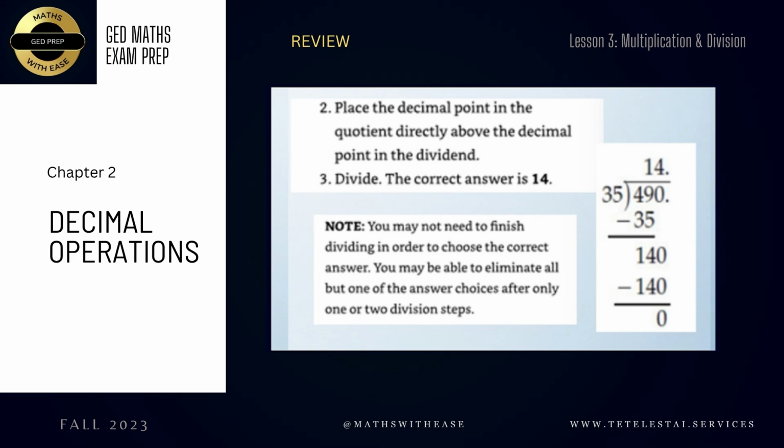But we're not done because we need to bring down the 0, right? 35 goes into 140 4 times, okay? And what do we do next? We multiply. 35 times 4 is 140. And then we need to figure out, well, how much do we have left to divide? And we find that out by just subtracting 140 from 140. Our answer is 0. We're done, okay?